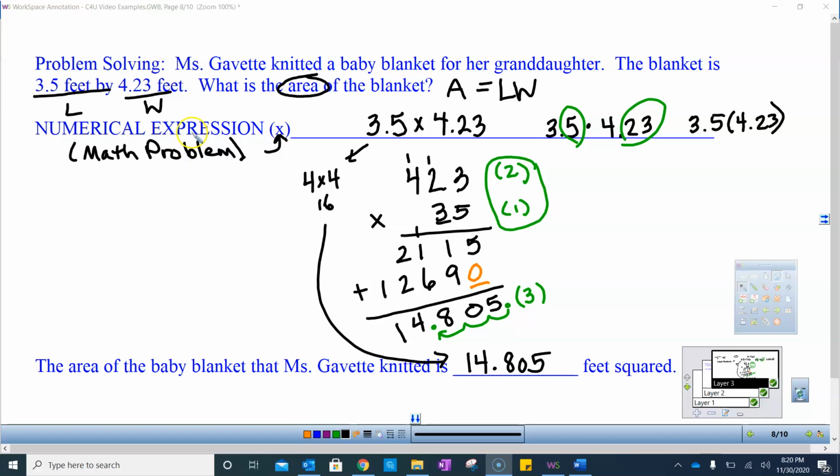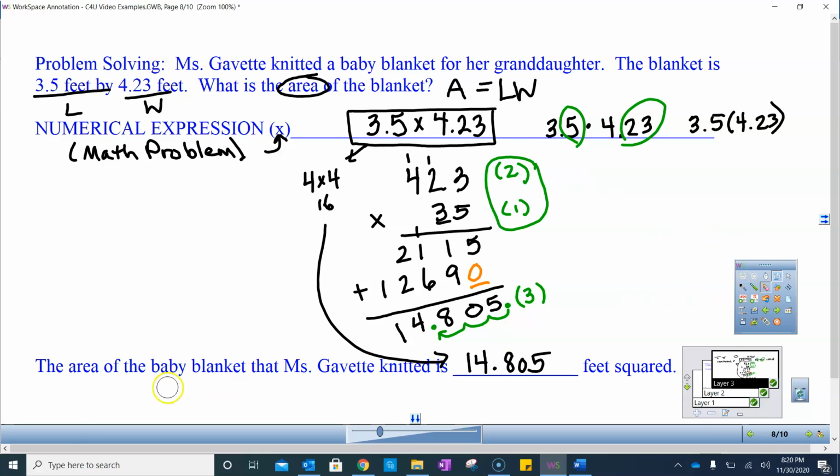Just note, an expression does not have an equal sign. This is the expression. I forgot to tell you that at the beginning also. Expressions are just the problem with no equal sign on them. We work it out and come up with our answer. That's it.